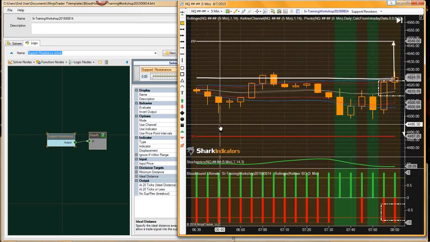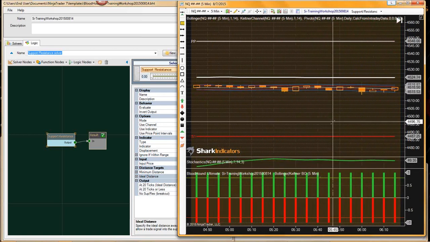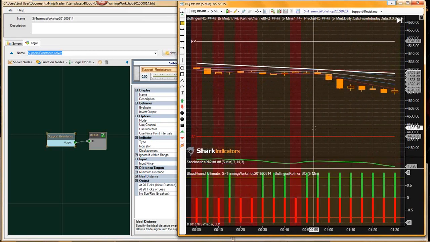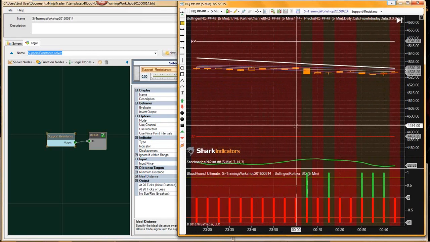Now if I keep scrolling back, let's see if price moves up. Well, we're in the overnight session here. Oh, here we go.